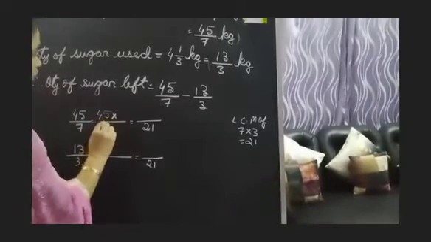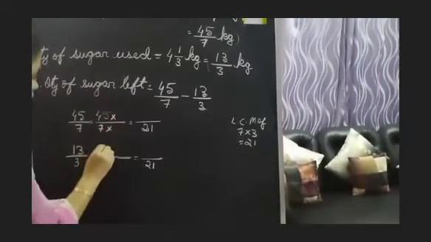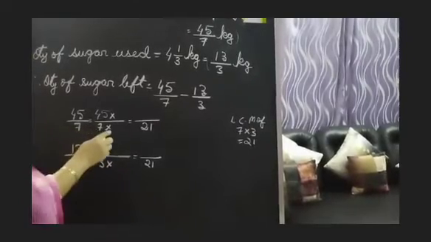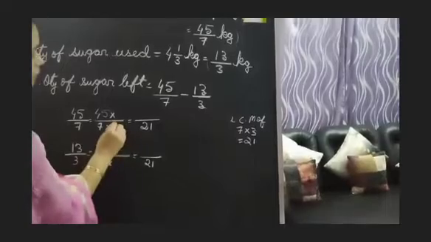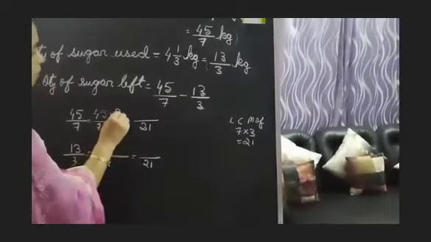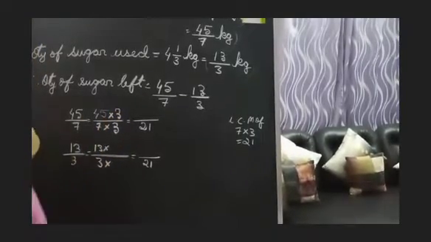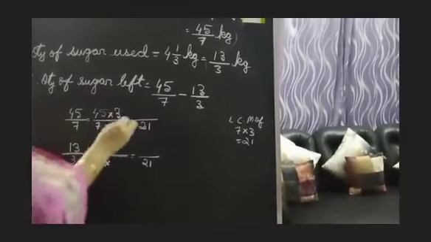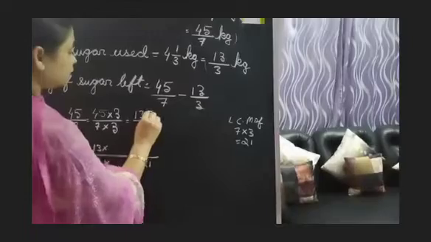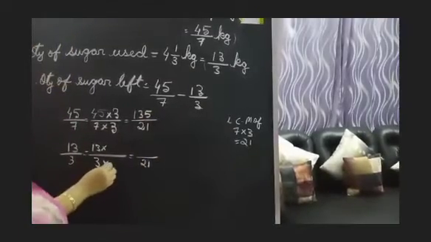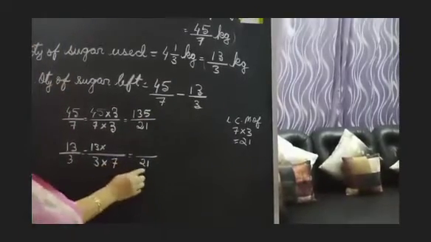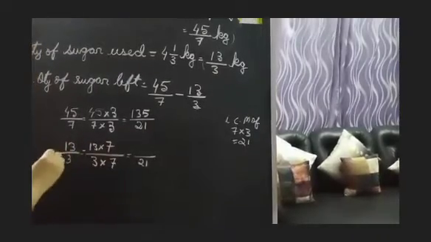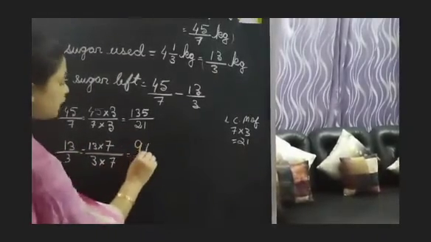45 into 7 into 13 into 3 into 7: what is equal to 21? 3. So up also I will multiply by 3. So 45 into 3 is equal to 135. Now 3 into 7 is equal to 21. So 13 also you have to multiply by 7, so this is equal to 91.